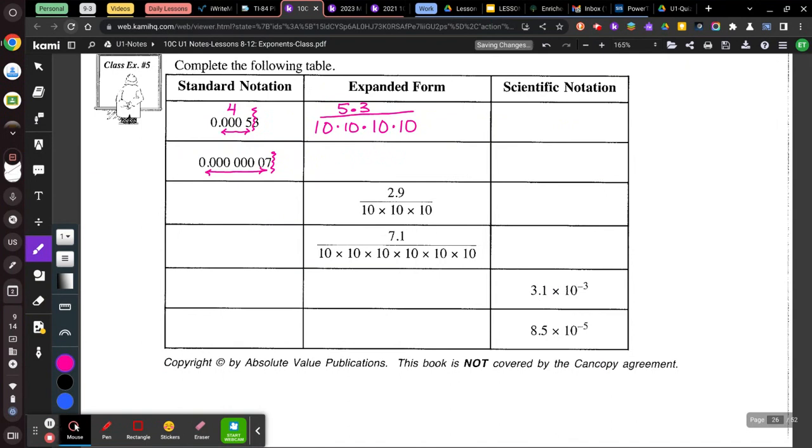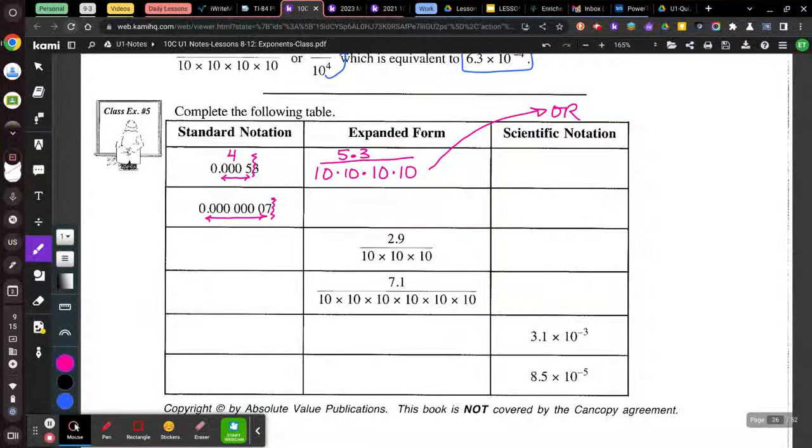Okay, so we count the number of places between where the decimal should be and the original place. We have to show that it's dividing by 10. So you could show it this way, or you can show it the other way. You could say that you've got 5.3 times 10 to the negative 1 times 10 to the negative 1 times 10 to the negative 1 times 10 to the negative 1. So you can show it both ways. So either dividing by positive 10, because we like to deal with positive exponents, or you could show this, showing that they are negative. And that means that we've moved our decimal the other way. That's all it tells us.